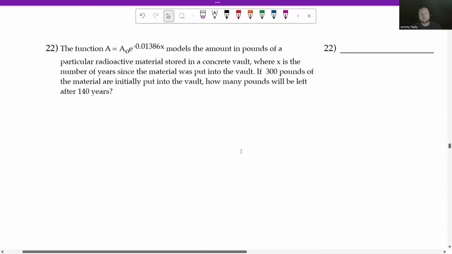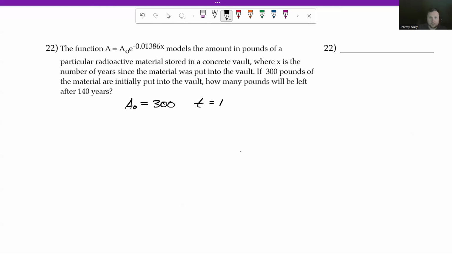Okay. Function A equals A naught times e to the negative 0.01386x models the amount in pounds of a particular radioactive material stored in a concrete vault, where x is the number of years since the material was put in the vault. If 300 pounds of the material are initially put in the vault, how many pounds will be left after 140 years? They're telling us that A naught is 300, and that t is 140. So this is basically plug and chug. We're just finding A of 140.